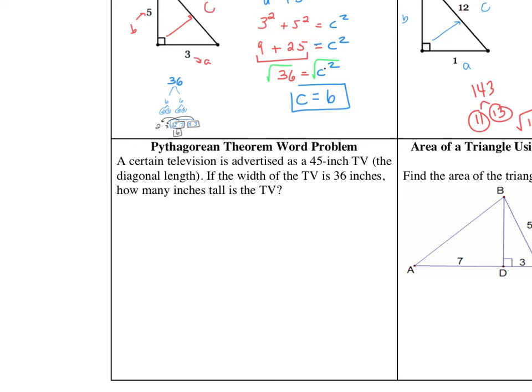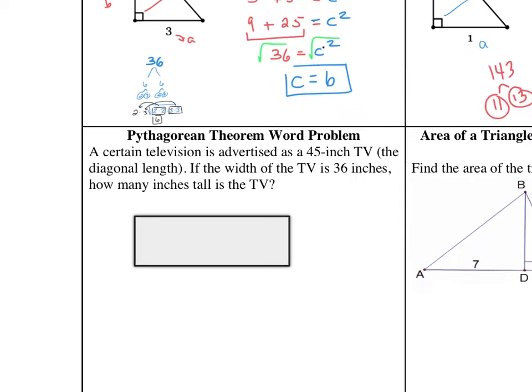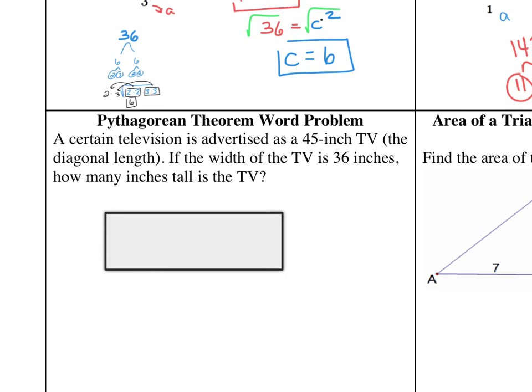So I'm going to just draw a rectangle. And here's my TV. I'm now going to label my diagonal as 45. So I'm going to draw in a diagonal. Perfect, and that's 45. And my width is 36. I want to find out what this side is, or my b. Remember, this is your hypotenuse because it's across from your right angle.